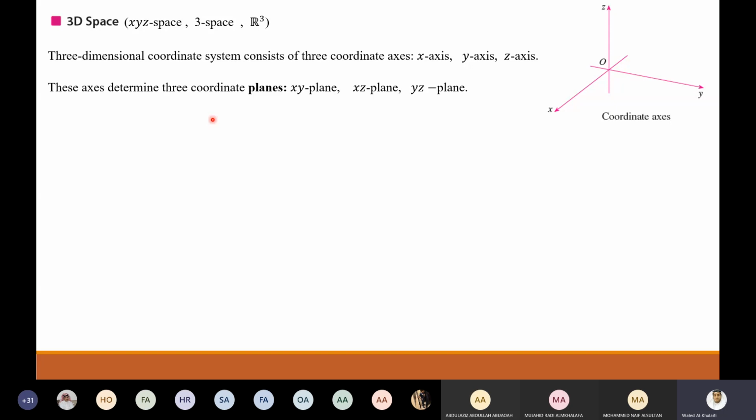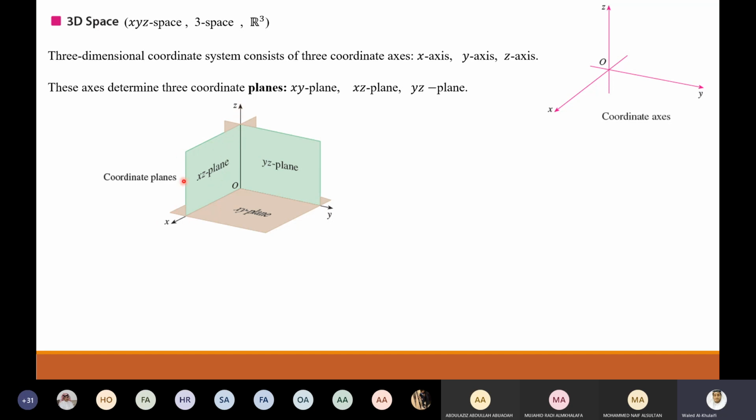These axes determine 3 coordinate planes, which are called the xy plane, xz plane, and yz plane. Now you can imagine them like this. The xy plane is the floor, which is all the points that take coordinates x and y, with z equal to 0. This is the yz plane, the plane formed by the 2 axes y and z. And this is the xz plane, which consists of the 2 axes x and z.